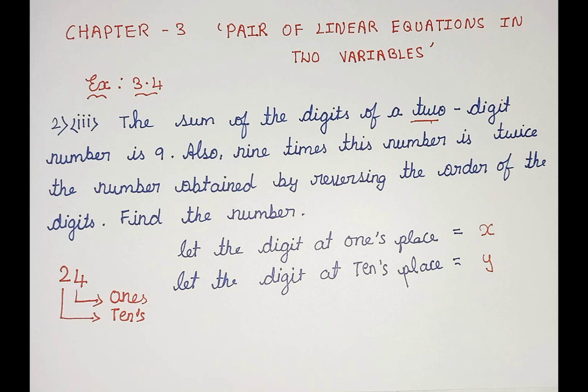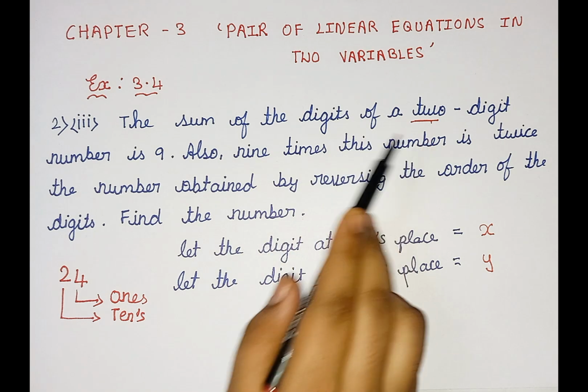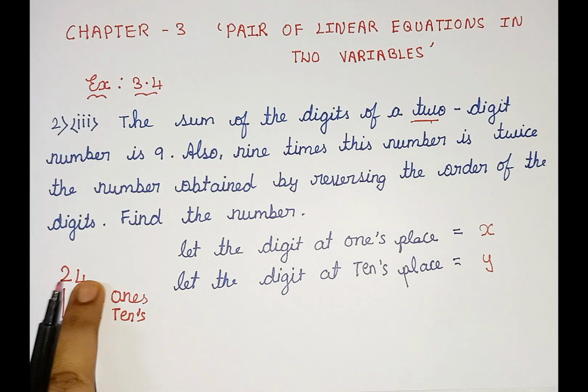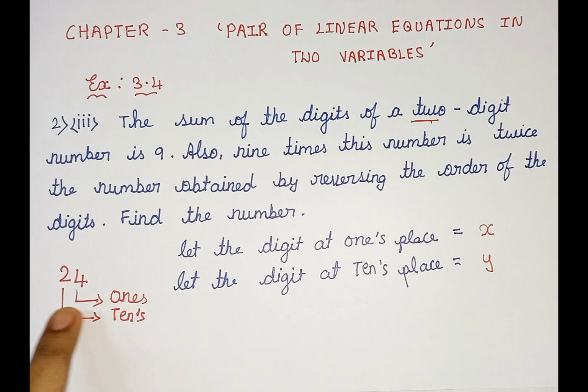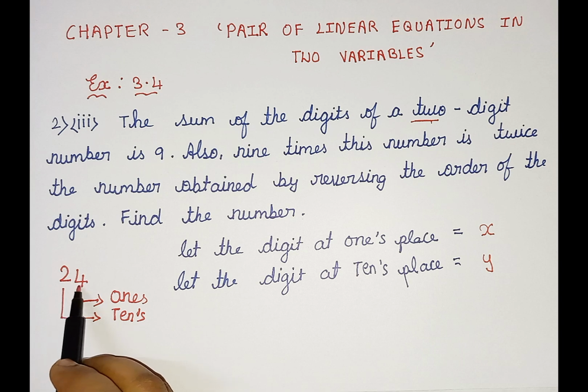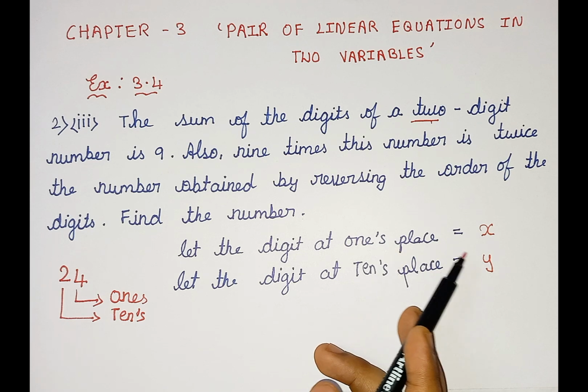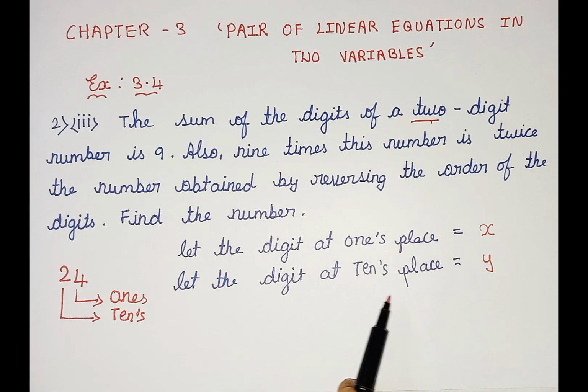They are talking about a two-digit number, isn't it? So when I write a random two-digit number, that is 24, the quality of this two-digit number is the ones place and the tens place. That's why I wrote: let the digit at ones place be x, and let the digit at tens place be y. Alright, now try to understand properly.